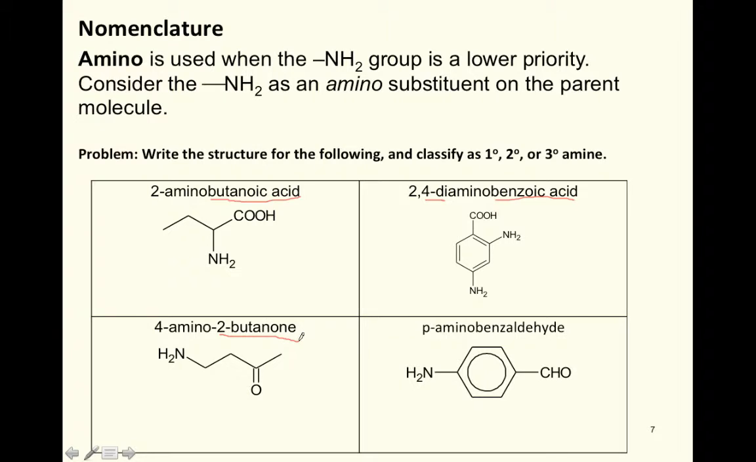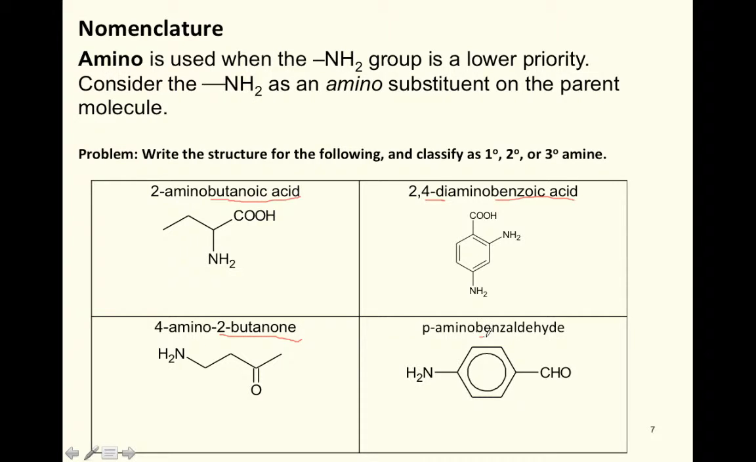2-butanone, that's a ketone. Ketones have priority over the amino group. Because ketones have priority, we need to give the ketone feature the lowest number, and by default on this structure, amino is number 4.